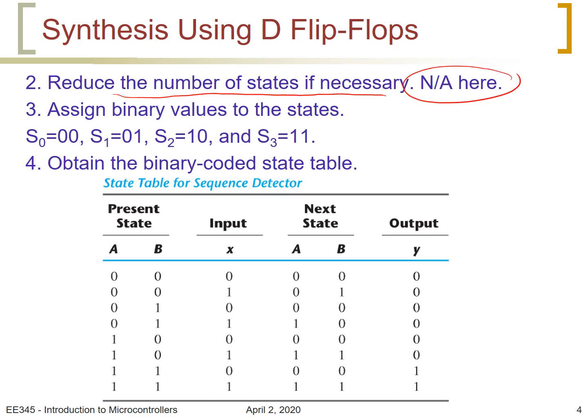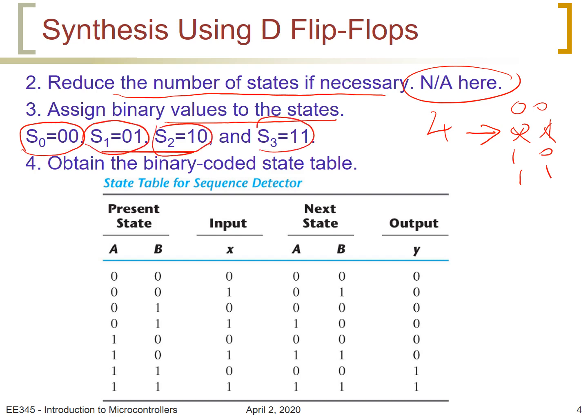And then we assign binary values to the states. This is arbitrary, of course. We have 4 states here, and therefore we need 2 flip-flops, and these will take the values 0 0, 0 1, 1 0, 1 1. We can arbitrarily assign 0 0 to S0, 0 1 to S1, 1 0 to S2, and 1 1 to S3, or any other assignment you see fit, it would work.